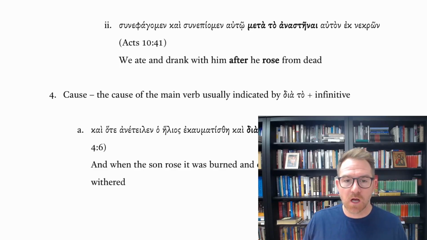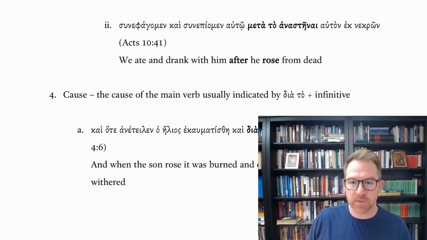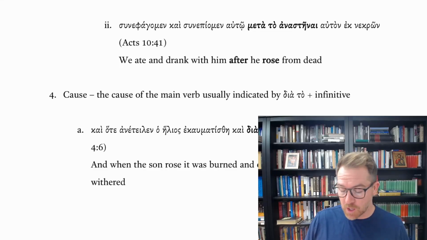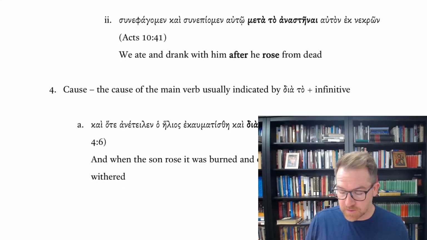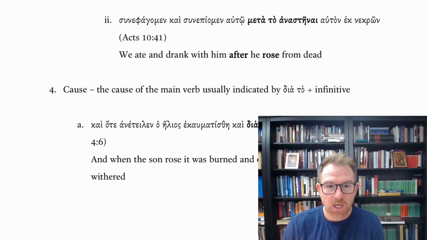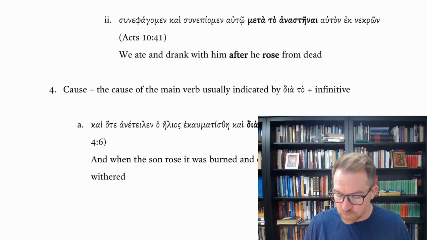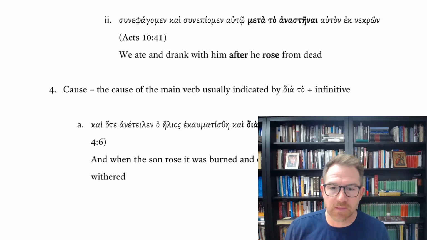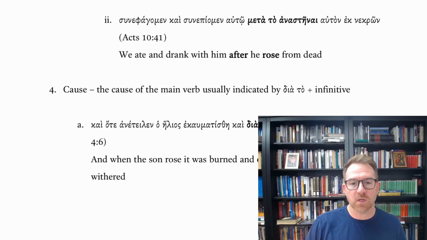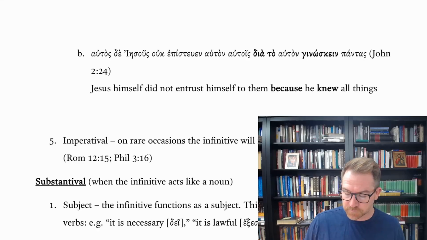You also have the causal infinitive. This is the cause of the main verb. So you have the purpose, you have the result, you also have causal infinitives. Dia plus the infinitive. So Mark 4:6, kai hote anateilen ho hēlios, and when the sun rose, it burned, and on account of it not having roots, was withered. So this is talking about the seed that was sown, because it didn't take root. When the sun rose, it withered on account of not having roots. The cause of it withering is not having roots.